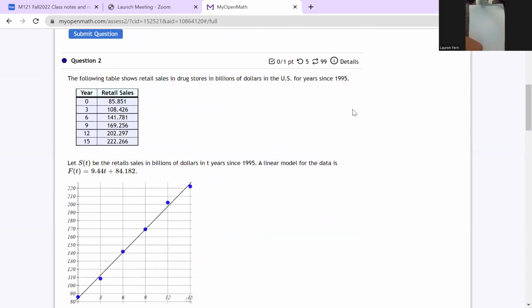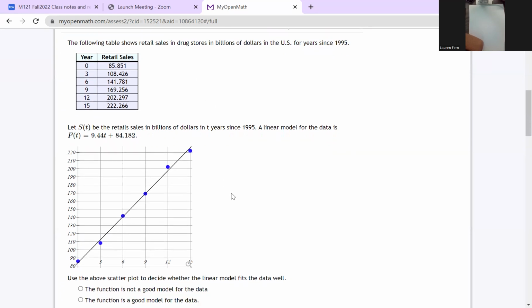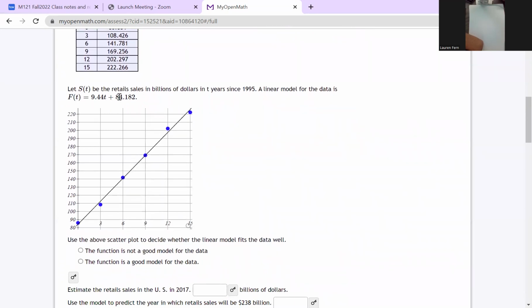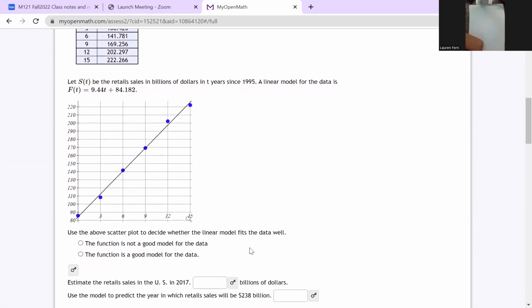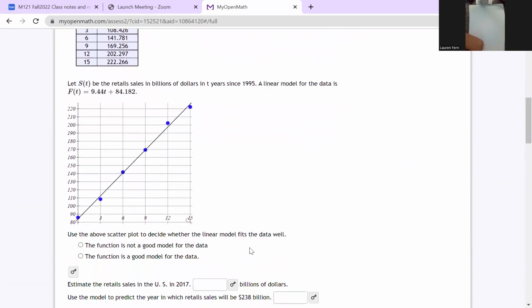Question number 2 is very similar. Now we're talking about the number of years since 1995 and the corresponding retail sales in billions of dollars. And they even graphed the line for us, okay? And gave us the equation. So the first thing is, is this line a good fit? You can look at it and answer that. And then what they want you to do is estimate the retail sales in the year 2017.